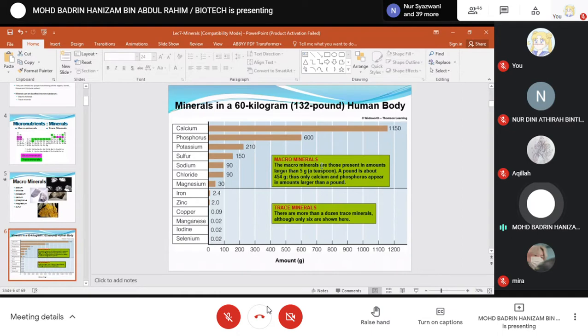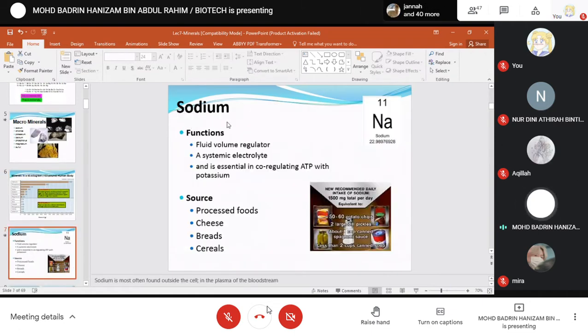So macro minerals are those present in amounts larger than 5 gram, about a teaspoon. A pound is about 454 gram. Thus, only calcium and phosphorus appear in amounts larger than that. All right. For trace minerals, there are more than a dozen, although only 6 are shown here. These are the most common trace minerals. The amount that our body needs is extremely low, but we still need them for our body to function properly. So we go one by one.